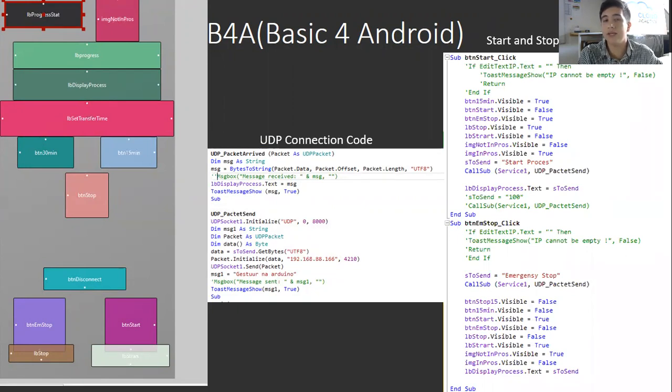BTN stands for button, and button 15 min is the 15-minute button. Dot visible states whether it is visible or not, and true or false states that. So in this case, the button will appear, and the next line says that the start button will disappear. Further in the code, it says st send, that is a string, and next to it, it says start process. That is the keyword that I send to the Arduino, and that will set in motion a set of if statements.